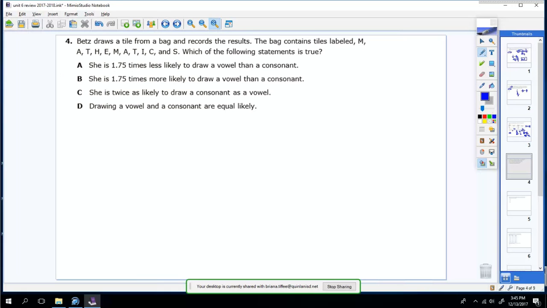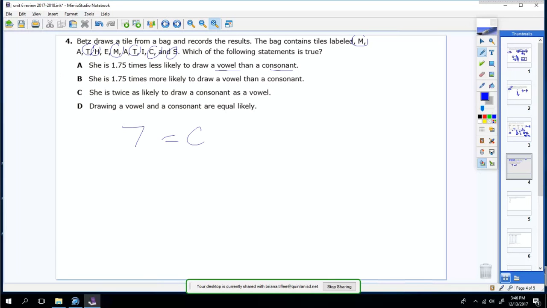Betts draws a tile from a bag and records the results. The bag contains tiles labeled mathematics. Which of the following statements is true? So the first 2 answer choices are actually comparing vowels and consonants. A vowel is A, E, I, O, U. A consonant is everything other than a vowel. So first off, I've got to figure out how many letters I have. 1, 2, 3, 4, 5, 6, 7, 8, 9, 10, 11. So I have 11 letters. Let me figure out how many consonants I have: 1, 2, 3, 4, 5, 6, 7. So I have 7 consonants.